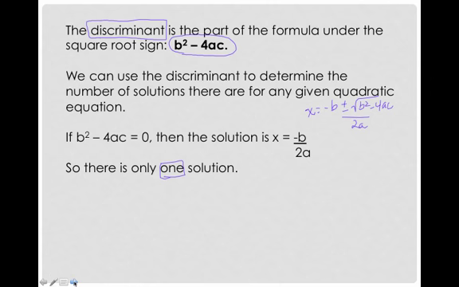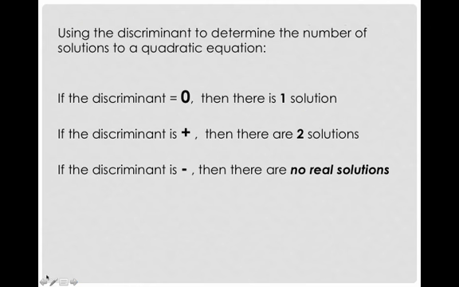But there are two other scenarios. If the discriminant equals 0, I know I have one solution. If the discriminant ends up being a positive number, so b squared minus 4ac is a positive number, then I've got two solutions, because I can add this number or I can subtract this number, which is going to give me two different values. Go back and look at the problems we just worked through.